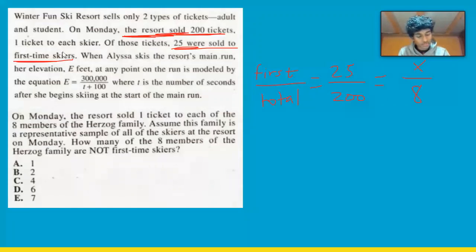So again, we can just cross multiply here, or we can realize that 25 over 200 is equal to 1/8. So 1/8 is equal to x over 8. So x is equal to 1. Now, however, this is not our final answer because this is how many people in the Herzog family are first-time skiers according to this proportion. Out of the 8 members in the family, 1 is a first-time skier. So this means that 7 of them are not first-time skiers. So our answer is E.